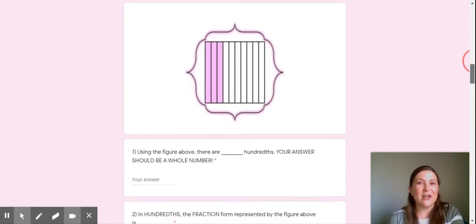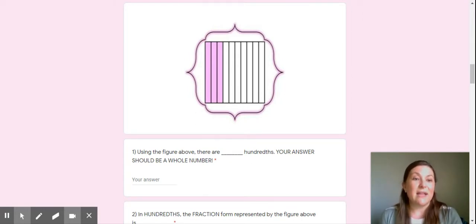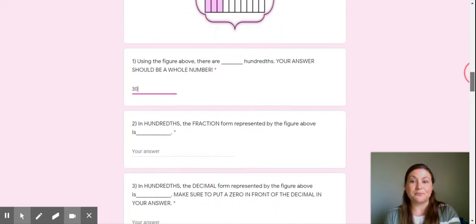We're going to do these together. So, a picture of a flat. There are 3 tens shaded. And the question says, use the figure, there are blank hundredths. Well, I know hundredths are 2 decimal spots over. Right after the decimal is the tenths, next is the hundredths. If there are 100 cubes in this entire picture, I know there are 10, 20, 30 hundredths. So I'm going to go down here and type in the number 30.